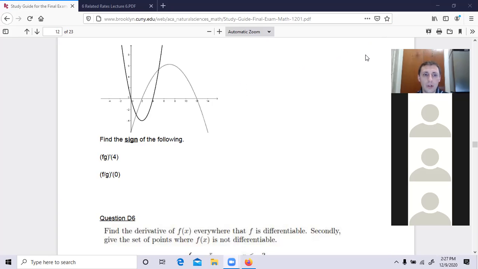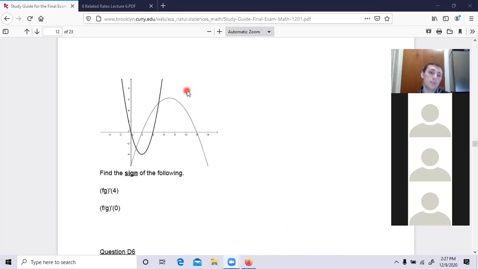Well, for the first one, let's see. All right, so the sign could be 0, maybe it's 0, but we are looking at f times g prime of 4. Right, f times g prime of 4. So let me know when you're ready.